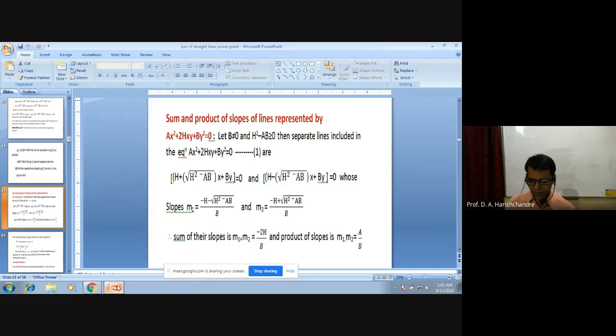Now we want to obtain the product of the slopes, meaning that we want to obtain the value of m1 into m2. So consider m1 into m2. Again put the value of m1, put the value of m2. Take the product of those two fractions, the numerator with numerator and the denominator with denominator. When you simplify it, the final value of the product of the slopes is a upon b. That you can verify yourself.